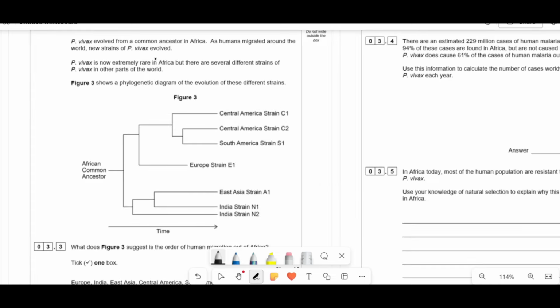So P. vivax evolved from a common ancestor in Africa. As humans migrated around the world, new strains of P. vivax evolved. P. vivax is now extremely rare in Africa, but there are several different strains of P. vivax in other parts of the world. Figure 3 shows a phylogenetic diagram of the evolution of these different strains. Fine. If we have a look then, we have this African common ancestor. From here, we had some division into this and this. Then from here, we had something else that divided into this and this, but also divided into Europe strain E1, and then so forth.